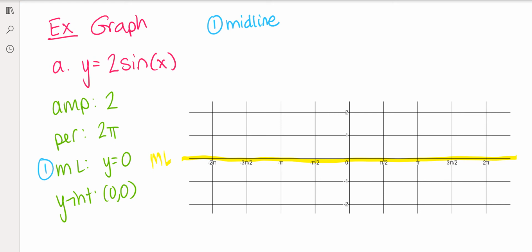The second thing you are going to want to graph, you're going to do two things at once. You're going to graph the y-intercept and the period on the midline. That's why you want the midline on there first. Okay, so the y-intercept and the period go on the midline. The y-intercept, 0, 0. Are we okay so far? Please tell me to slow down if you need me to.